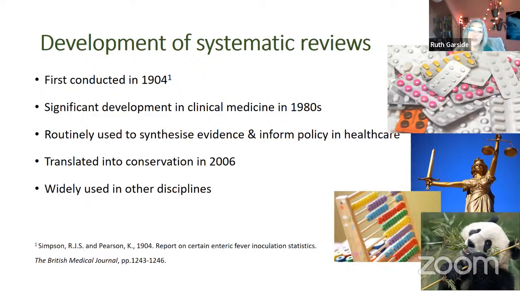In the UK, if you were going to conduct a randomized controlled trial, many funders wouldn't give you money to do that unless you had already conducted a systematic review to establish what's already known and if the trial is needed. So it's very embedded in practice and in the research culture. But it wasn't translated into the conservation field until 2006, so really much later.